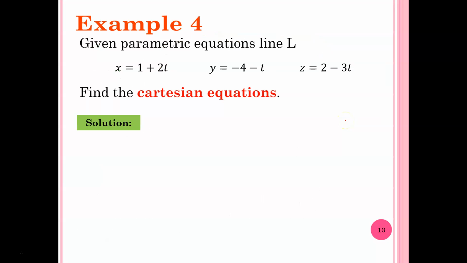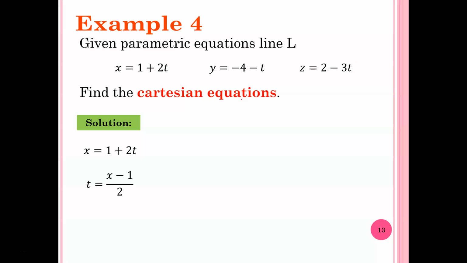Okay. So let's see the example for Cartesian equations. Given parametric equation of line L, which is this one, we have three parametric equations. Kalau parametric je, dia mesti 3, or sometimes it can be 2 because they don't have k over here. So x, y, and z. Find the Cartesian equation. So you kena cari. Remember how do we obtain Cartesian equation? Is by eliminating or removing the t.